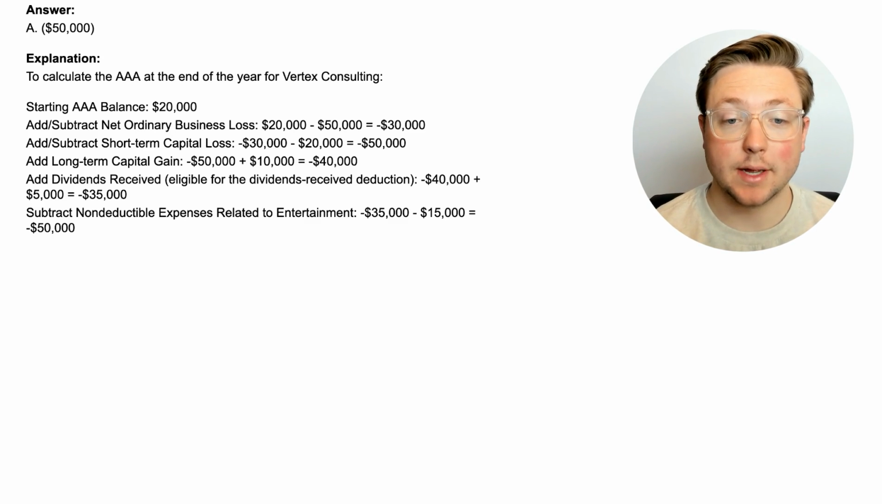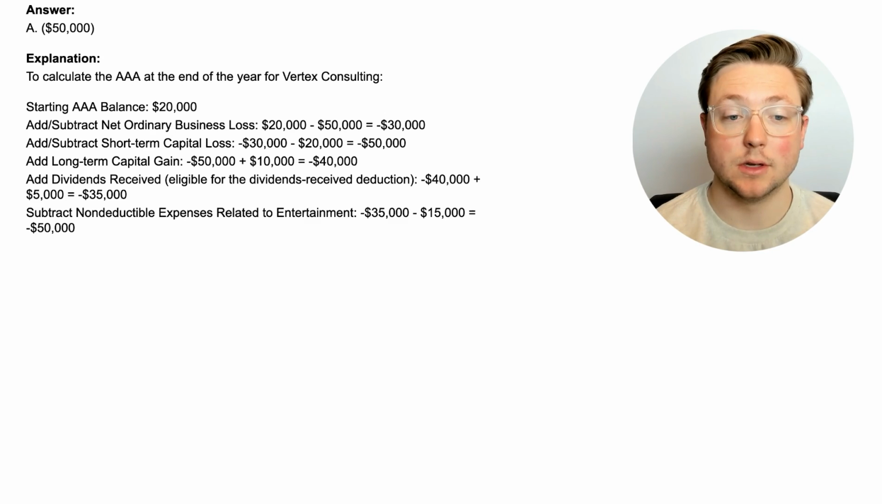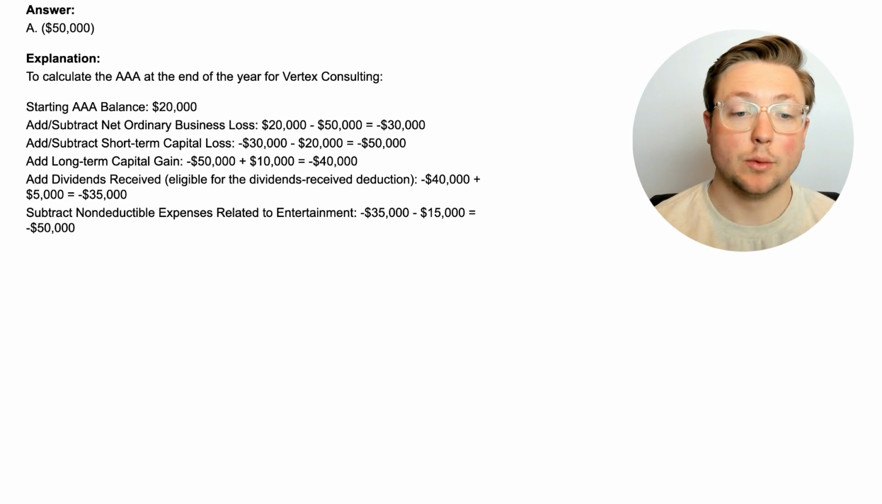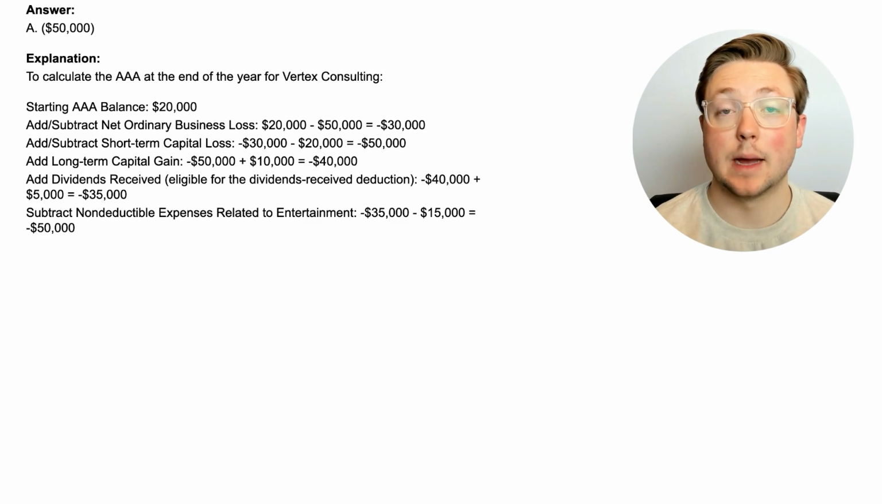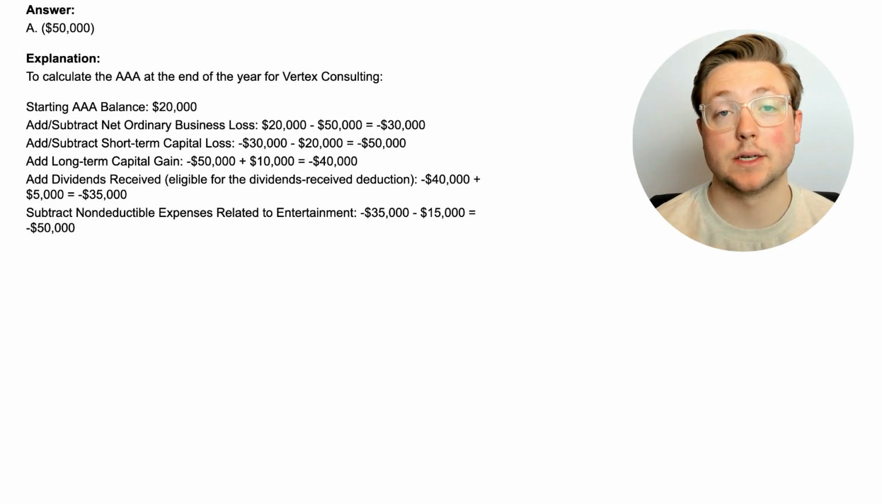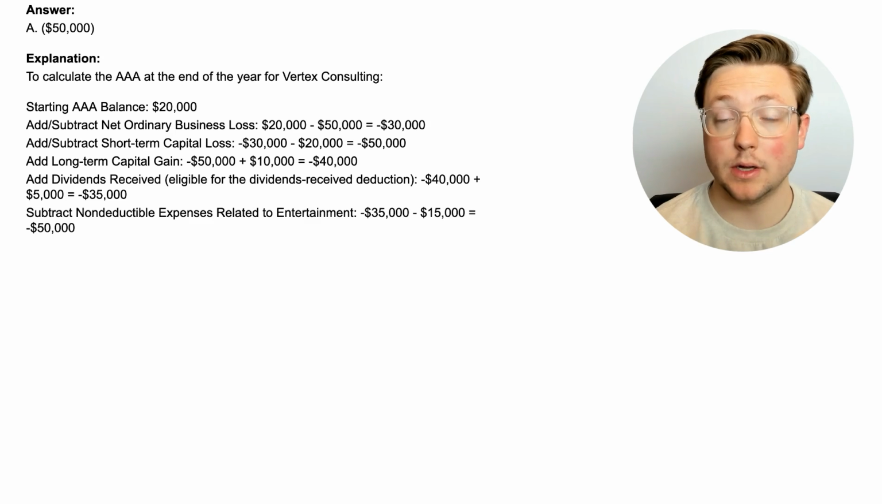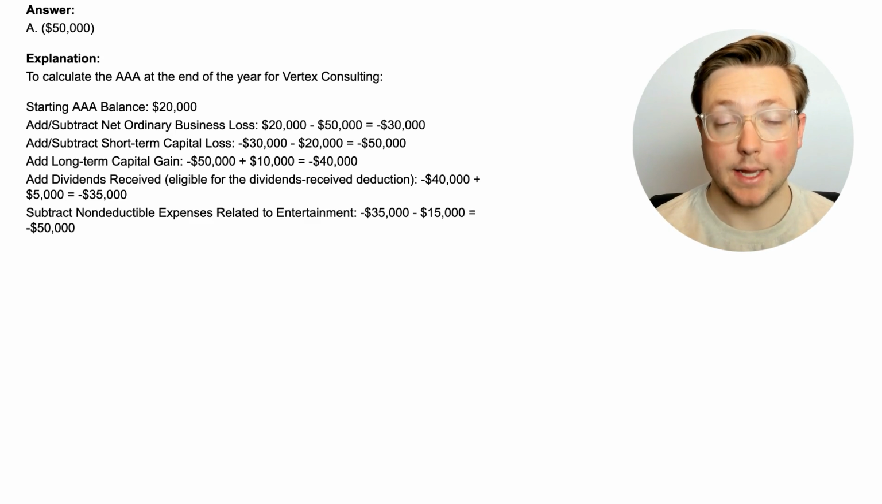To calculate the AAA at the end of the year for Vertex Consulting, we start with the starting AAA balance of $20,000. We subtract the ordinary business loss. We subtract the short-term capital loss. We add the long-term capital gain. We add the dividends received, and then we subtract the non-deductible expenses. Again, don't be tricked by non-deductible. That does still affect AAA, and that gives you the negative $50,000 AAA balance.